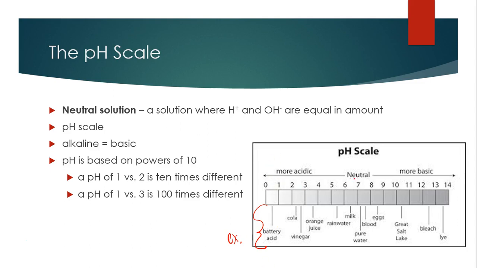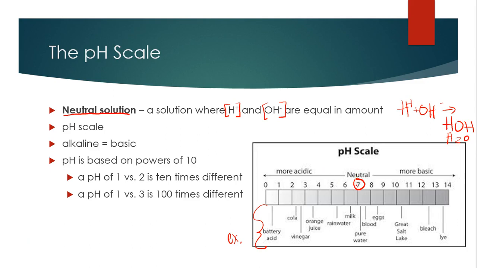You do need to know that neutral is 7. So if you have a pH of 7, you have a neutral solution. A neutral solution is where the concentration of the H pluses and the concentration of the OH minuses are equal in amounts. And if you add together an H plus and an OH minus, what that gives you is HOH. Another way of looking at HOH is H2O. It gives you water. That's why it's neutral.